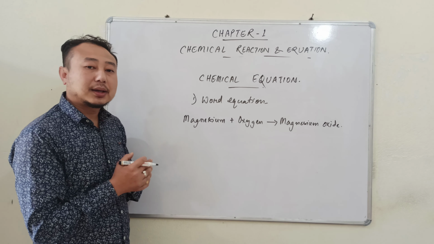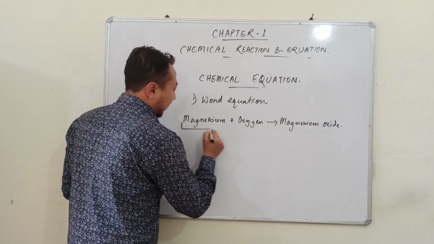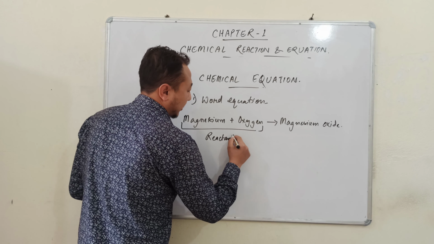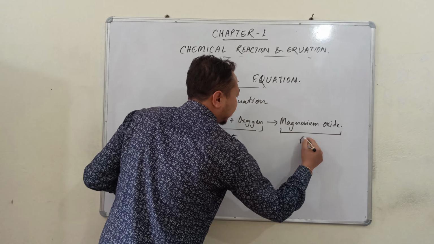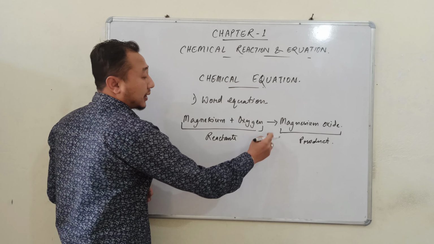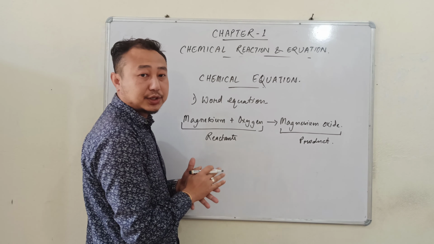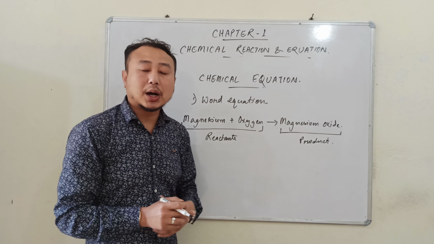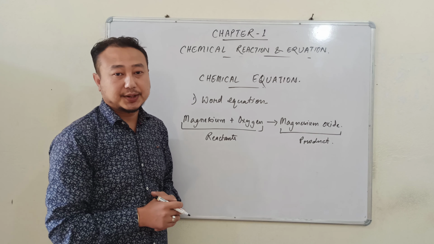So while writing a chemical equation, the reactants and the product are separated by the help of an arrow pointing towards the product side or pointing towards the right hand side. So this is the way how a word equation can be represented.